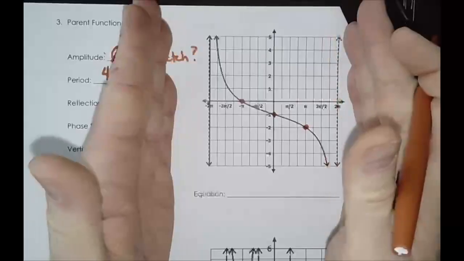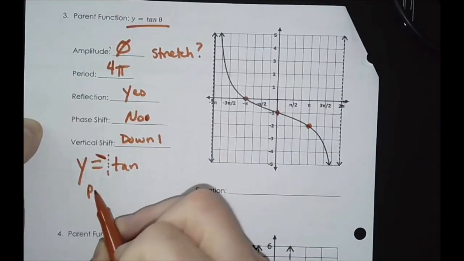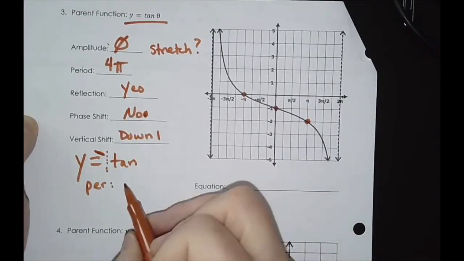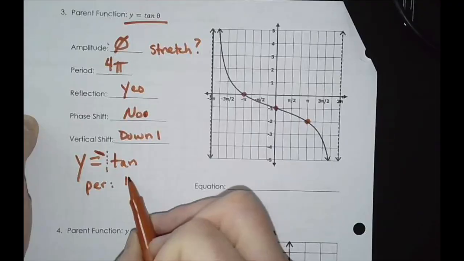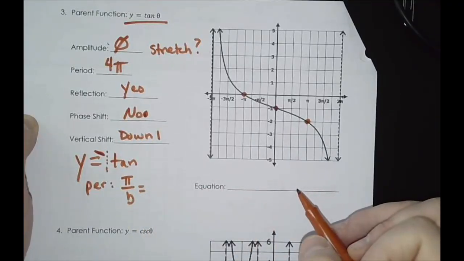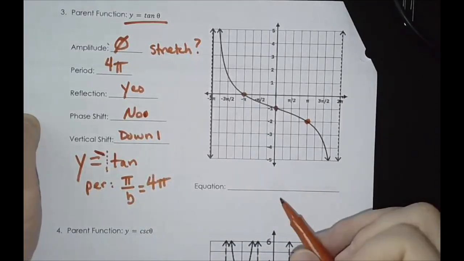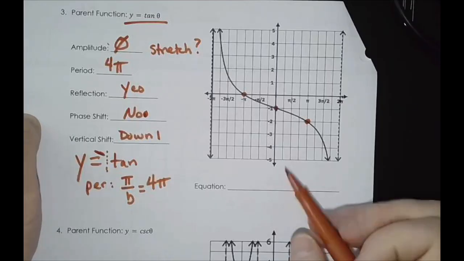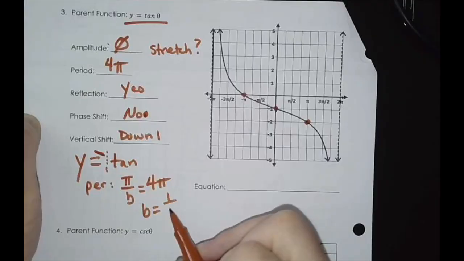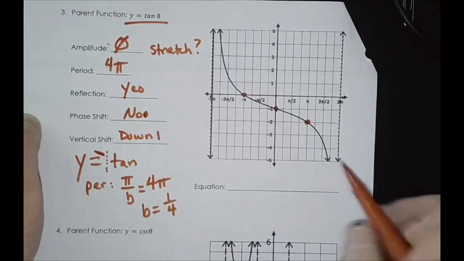We need to make this wider, right? You take your normal period. What's our normal period number? Pi. Not 2 pi. Pi divided by b has to come out to equal what? 4 pi. What's the b number? 1/4. 1/4 is the b number.